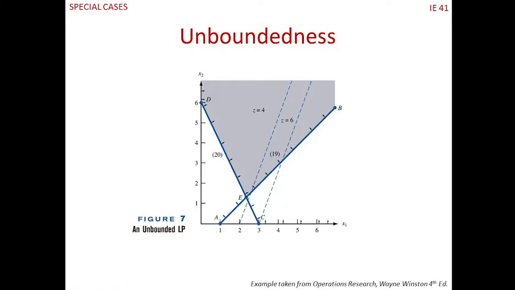We can also see unboundedness when using the simplex algorithm. If there exists a non-basic variable at any iteration that can enter the basis, but no variable can leave the basis, we can say that we have an unbounded LP.